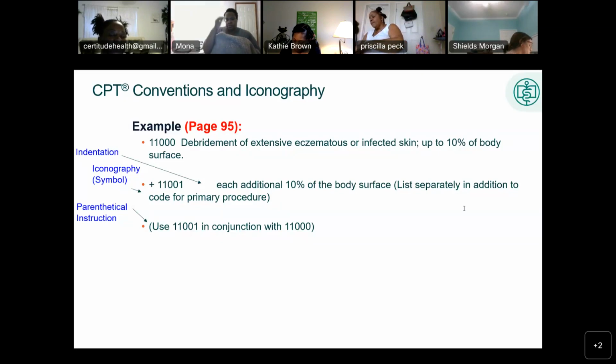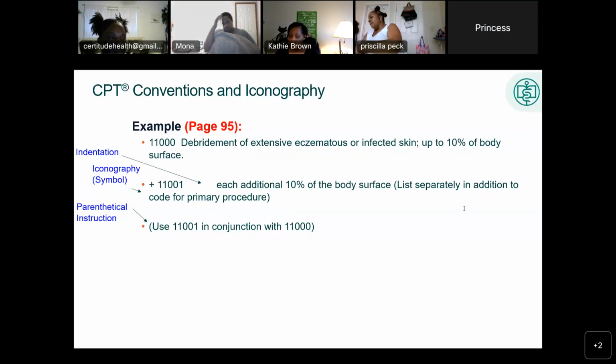Okay, so if it's 30 or 40%, you would just repeat that 11001 that many times? Yes. And good question. So even if it was, let's just say 14% of the body area, you know that your first code would represent up to 10%, but you still have to find a way to report the additional 4 that was done. So you can still report 11001 secondly.